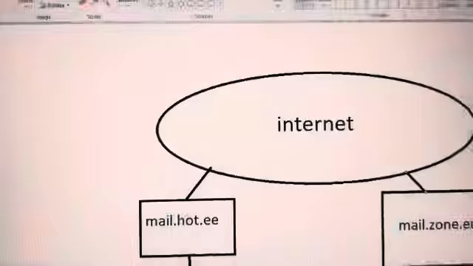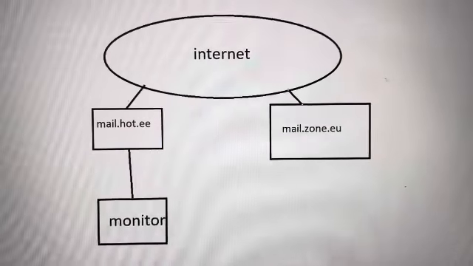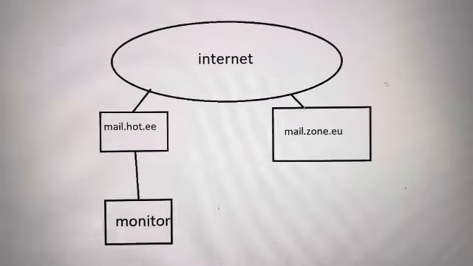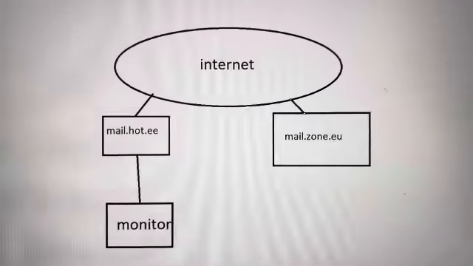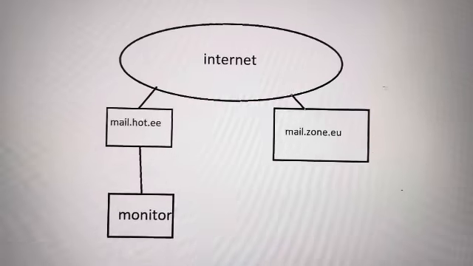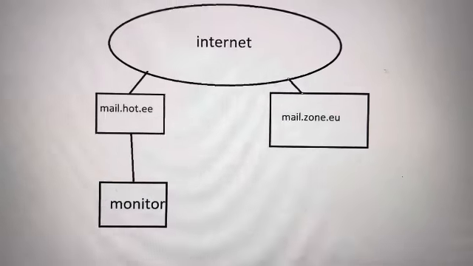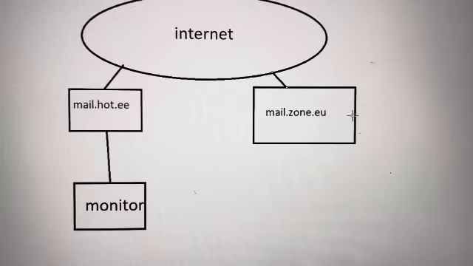Hello, my network schema is as follows: I have a monitor server which is connected to mail.hot.te, my provider's server, which doesn't require authentication, and we are connected to the internet. Over the internet we have the server mail.zone.eu, which is our mail server, and we need to use this one. Because it's over the internet, it requires authentication.